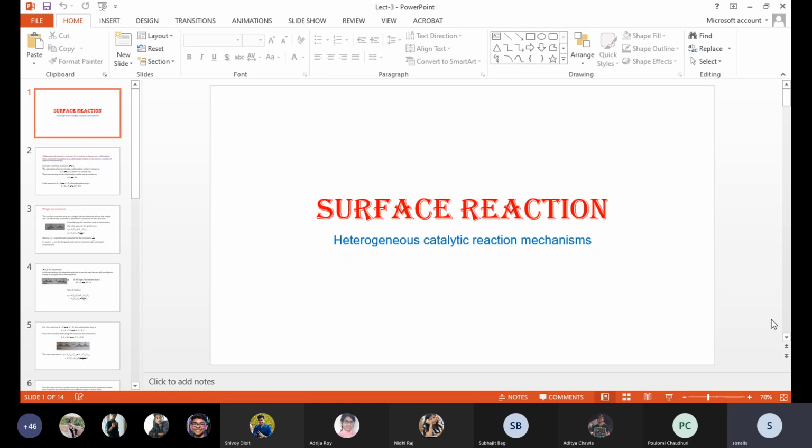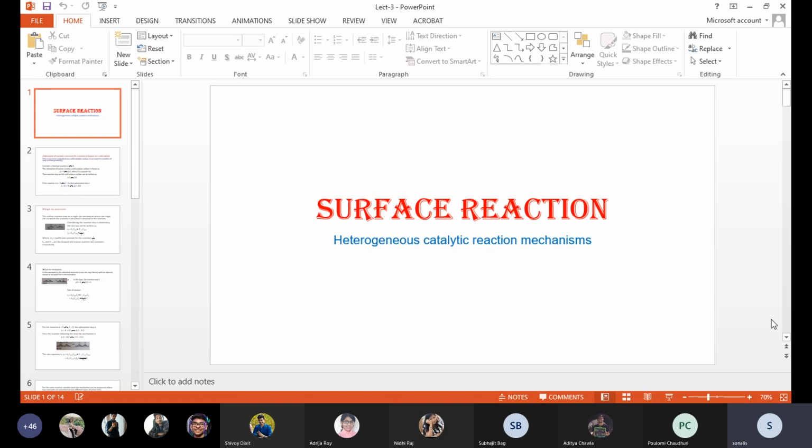And after the desorption of the product, obviously the product has to come to the outside surface of the catalyst. So it has to travel the pore pathway. So that is another diffusion or mass transfer step. After the product reaches the surface of the catalyst, it has to go to the bulk phase. So that is another mass transfer. All these 7 steps are there.